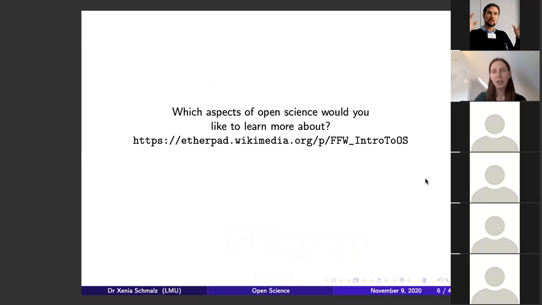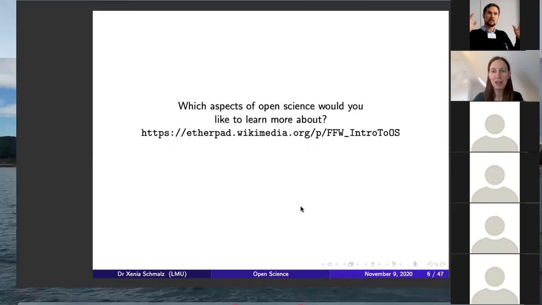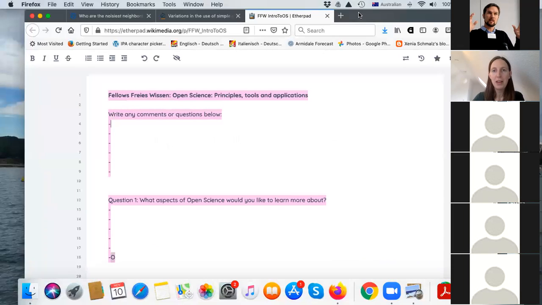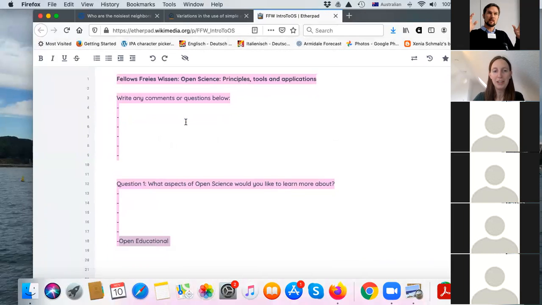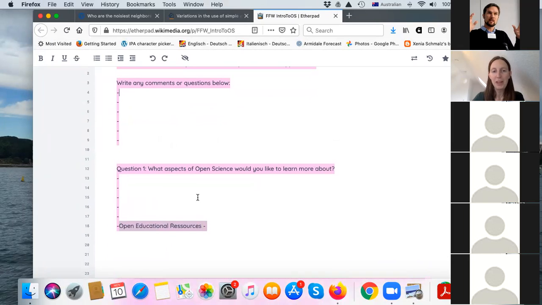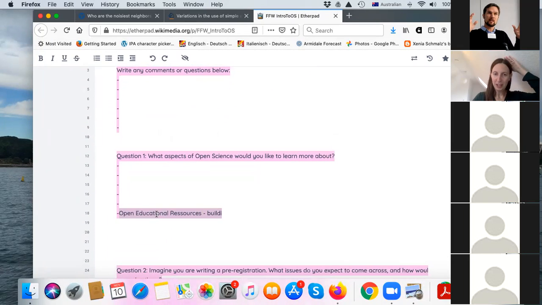So in addition to the poll that I did and to try out this Etherpad tool, I just have this quick question here. Which aspects of open science would you like to learn more about? So now is the time to try out the Etherpad tool. So yeah, let's just spend a couple of minutes. You can kind of write down your questions. Open educational resources. Yes.